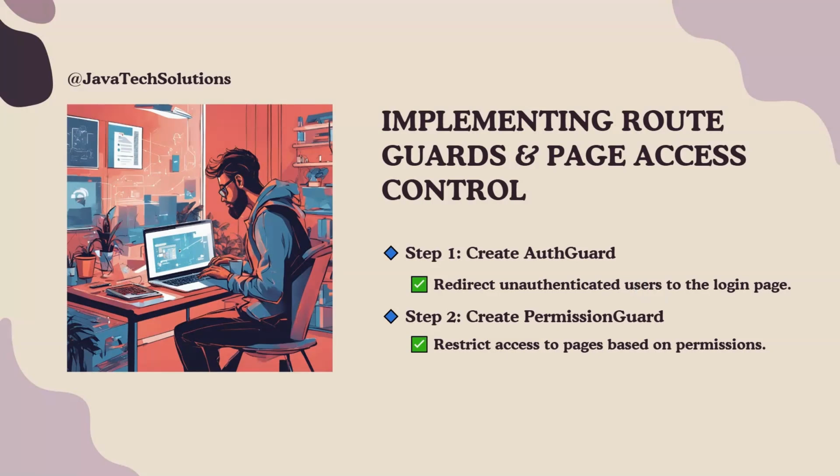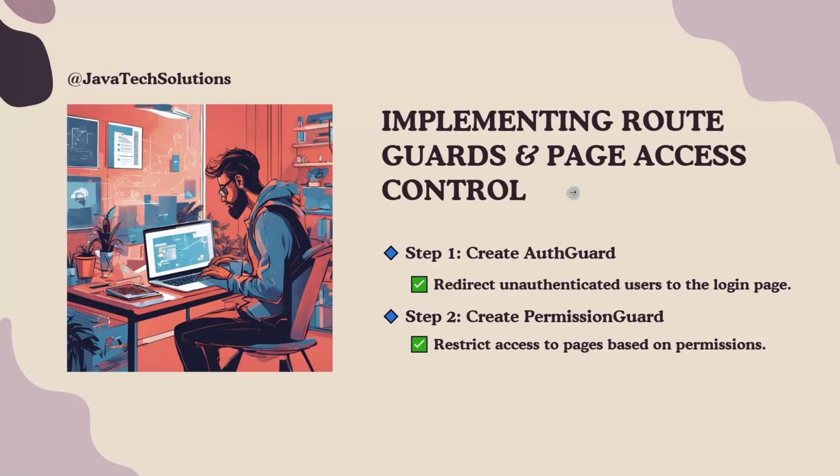So that is better, because we are not allowing that particular user to access that particular link or functionality. Either we can give them a message that they do not have access, or show access denied, and they can move to the dashboard page. The second is the permission guard, which restricts access to pages based on the permissions.